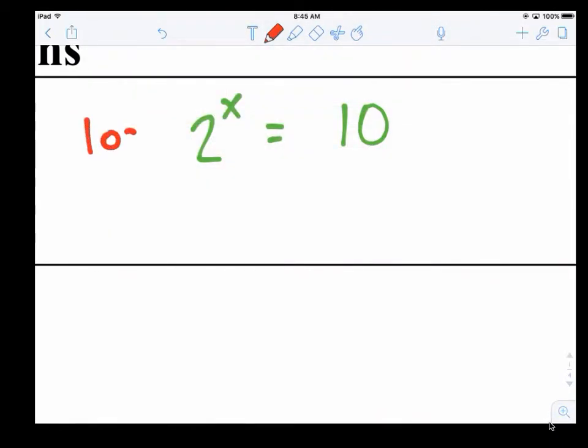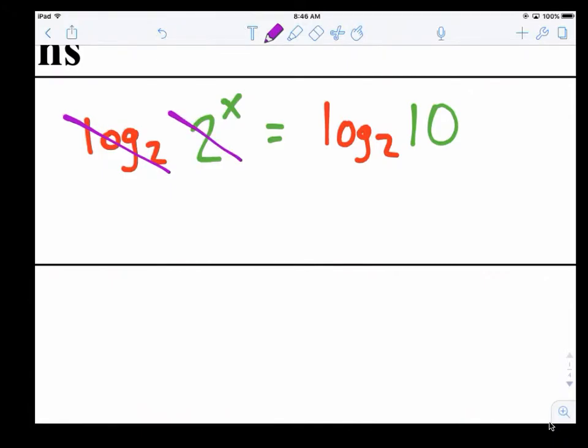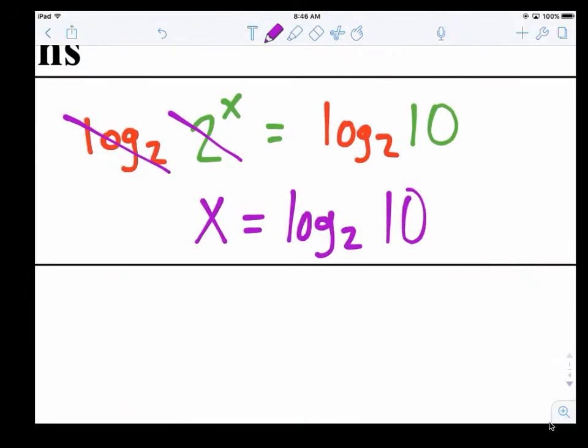So if I do the log with a base of 2 on one side, and again, what you do to one side, you have to do to the other, right? So log base 2 and that 2 cancel each other out. So x would be equal to log base 2 of 10. And then you could plug that into your calculator and get the answer. All right, so if you can't get the bases to be the same, you could use logs to help you cancel out certain things.